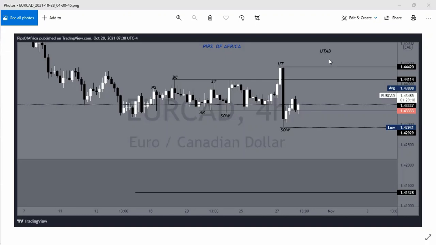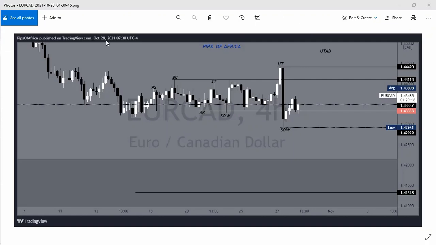I'm not going to take a trade on the EURCAD until I see the push above the UT. That's when I'm going to take the decision of selling this market, because I know that this market has to sell. So we got the UT. After the UT, we got what? The sign of weakness. So I was only waiting for the UTAD to start to be created by the market makers. So let's get into the chart and show you what really happened.